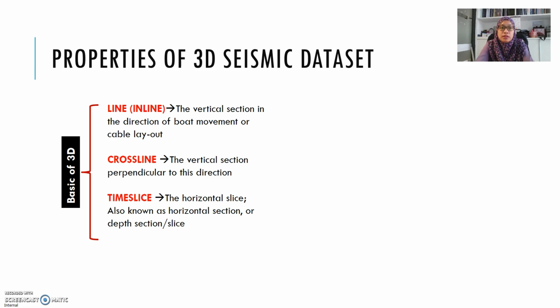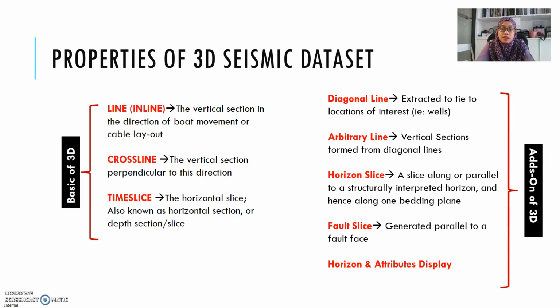So in a 3D seismic data set, the basic information that we should have is the inline, which is the vertical section in the direction of the boat movement or cable layout, and the cross-line, which is the vertical section perpendicular to this direction, and a time slice, which is known as a depth or slice section. Apart from that, because we have 3D data and we are working with software, we can make use of this 3D data by having diagonal lines, arbitrary lines, horizon slices, box slices, and more attributes that we are going to learn in this subject.